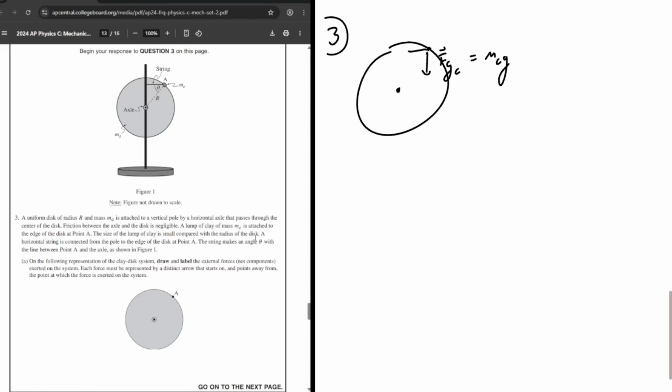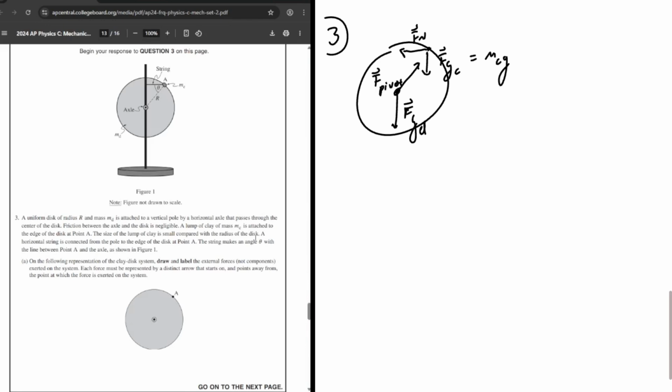Tension pulls inward, as always. Right? Why would we be pushing outward? Tension pulls. And the disk has mass md. We're going to call that FGD. And since this disk is not moving, in order for it to be at equilibrium, there has to be another force there called F pivot.